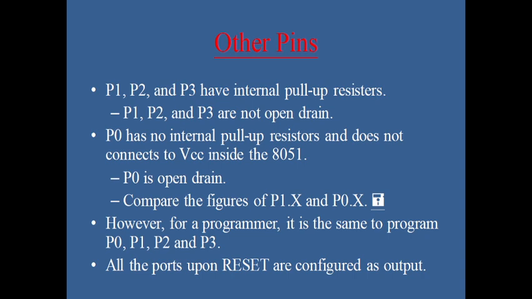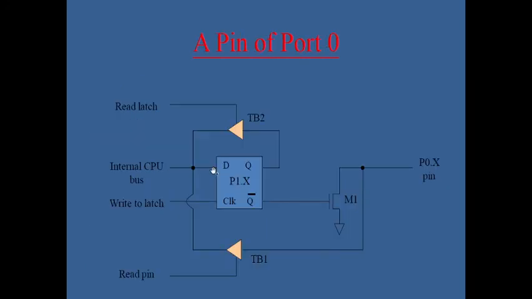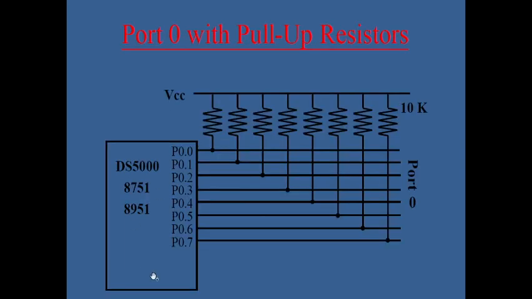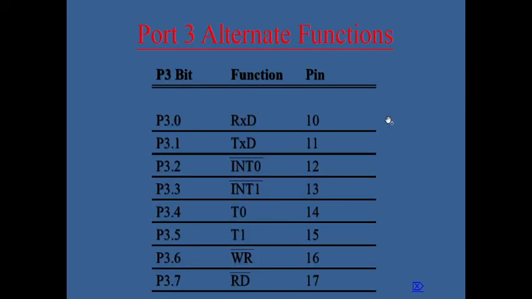If you observe these IO ports, port 1, port 2, and port 3 have internal pull-up resistors, whereas port 0 has no internal pull-up resistor and does not connect to VCC inside the 8051 microcontroller. Therefore we need to connect them externally using external pull-up resistors. So each pin of port 0 must be connected with an external pull-up resistor.